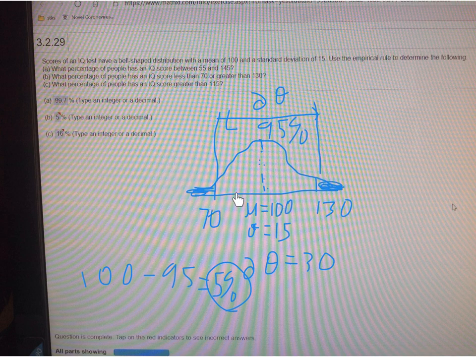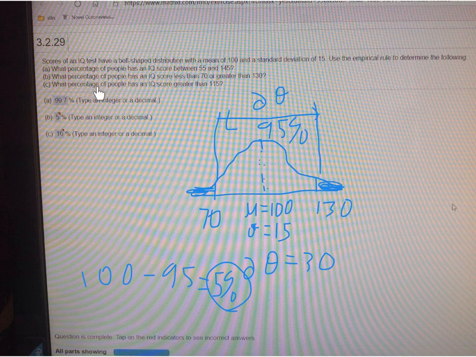So this here from 70 to 130 is two standard deviations, each of these two standard deviations away from the mean. The rule says 95% of the data is within two standard deviations of the mean. But what it asks for, I tried to shade in, is what's less than 70 and what's greater than 130. Well, 100% of the data is under the curve. We know 95% is from here to here, so 100 minus 95 leaves 5% of the data out on these ends.